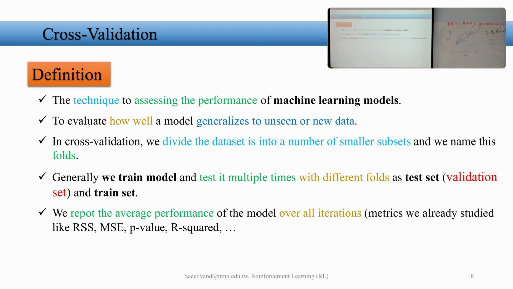In cross-validation, we divide the data set into a number of smaller subsets, and we name these folds. Then we train the model and test multiple times with different folds. Let me show one approach that we will see in the slides quickly now. You have your whole data set, 0, for example, to 1,000 samples. You divide it, you train with this part, and you test. Right? So far, you know.